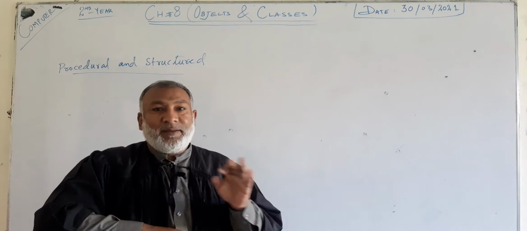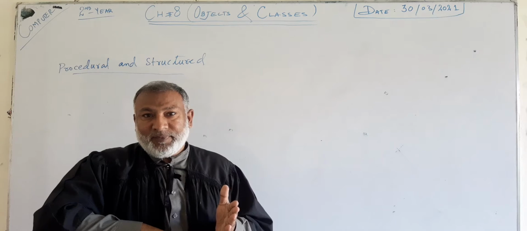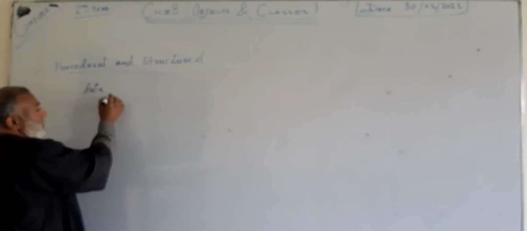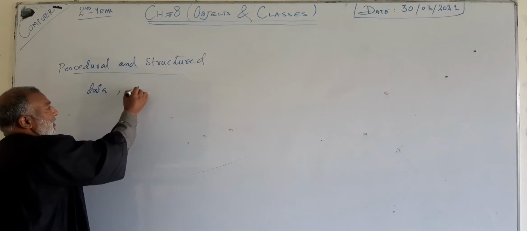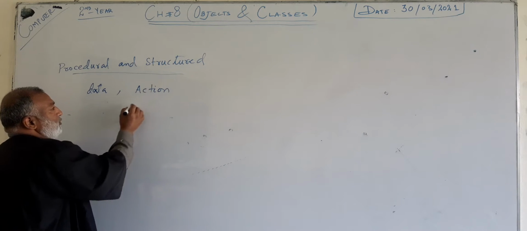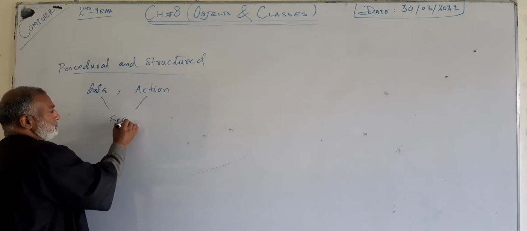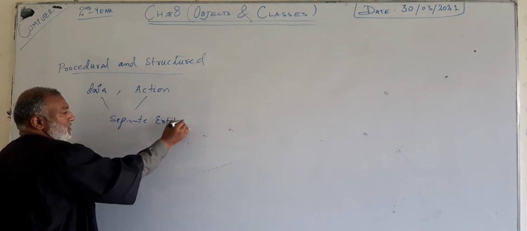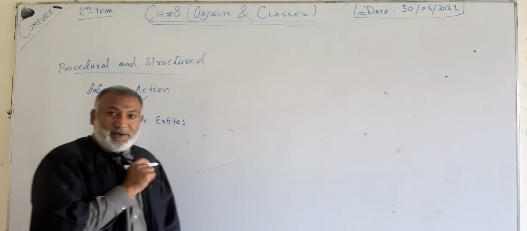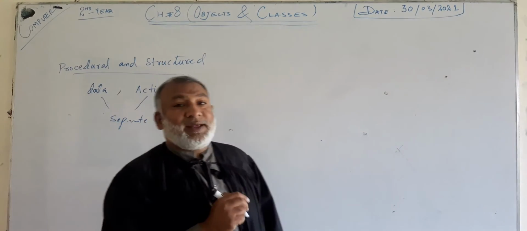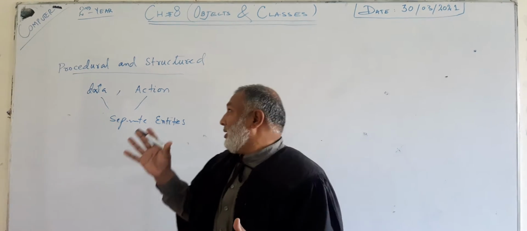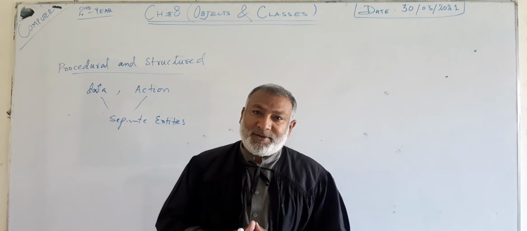So in that programming, the code, the data and the actions are two separate entities. Whenever you are using your data and whenever you are doing actions on that data, they are two separate entities. Number one, they are separate entities. Number two, there is no security on the data. The data is not secure when you are doing structured programming or procedural programming.